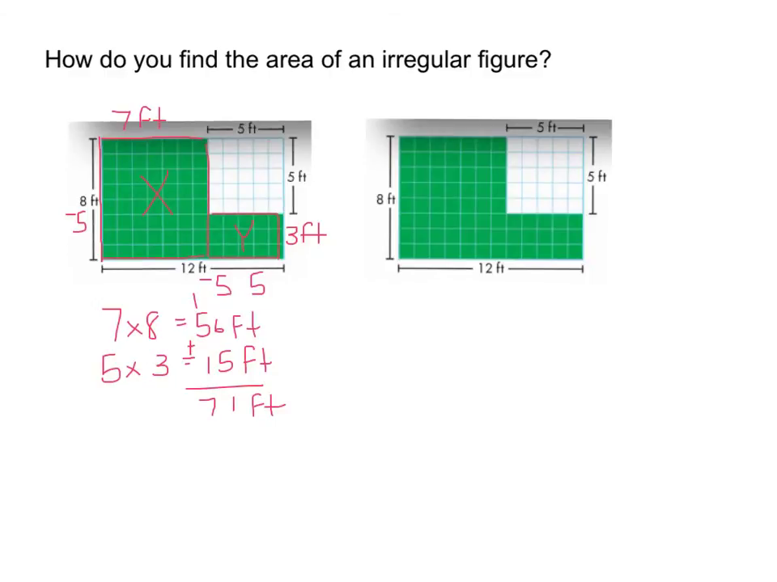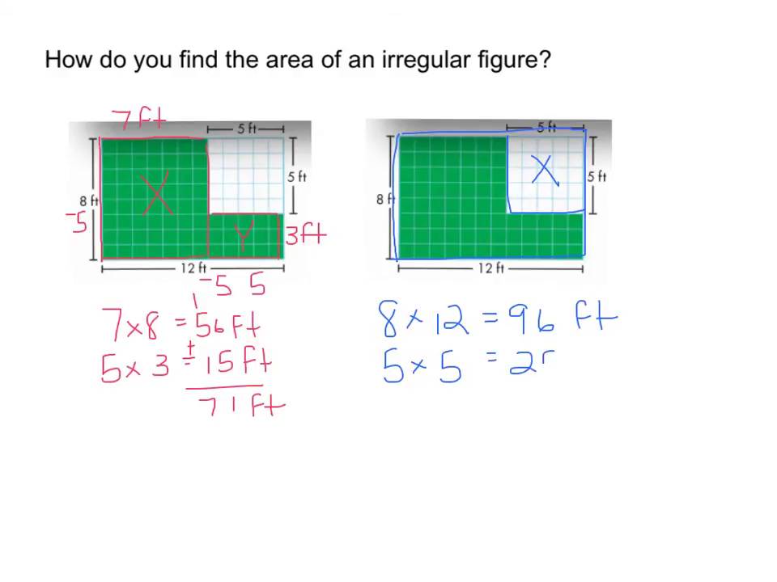A second way to find the area of this irregular figure would be to treat the entire figure as one rectangle and then simply subtract the empty area. So if I look at the entire figure, I would have 8 times 12, which is 96 feet. And the smaller area is 5 times 5, 25 feet. If I subtract them, I would also get 71 feet. You may have a preference on how you choose to do this, and it might depend on the shape of the figure and how many pieces you would have to chop it into.